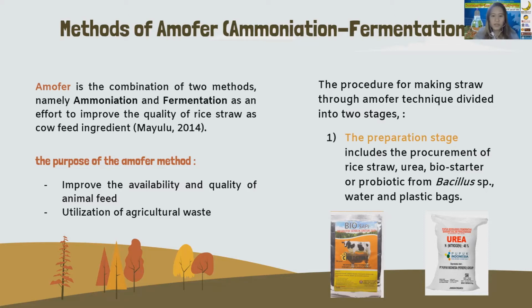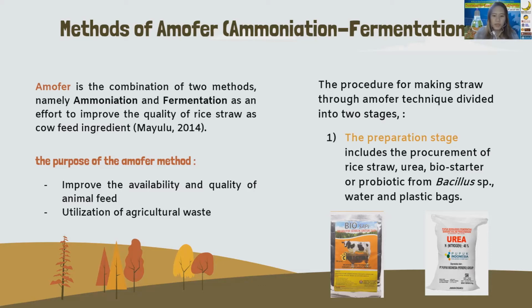The main purpose of this method is to improve the availability and quality of animal feed, and it can also be a way to utilize agricultural waste. By combining both processes, we could boost the nutrient content and also increase the palatability of the cattle and consumption of rice straw. This method is also suitable for local farmers because the materials used are affordable and applicable.